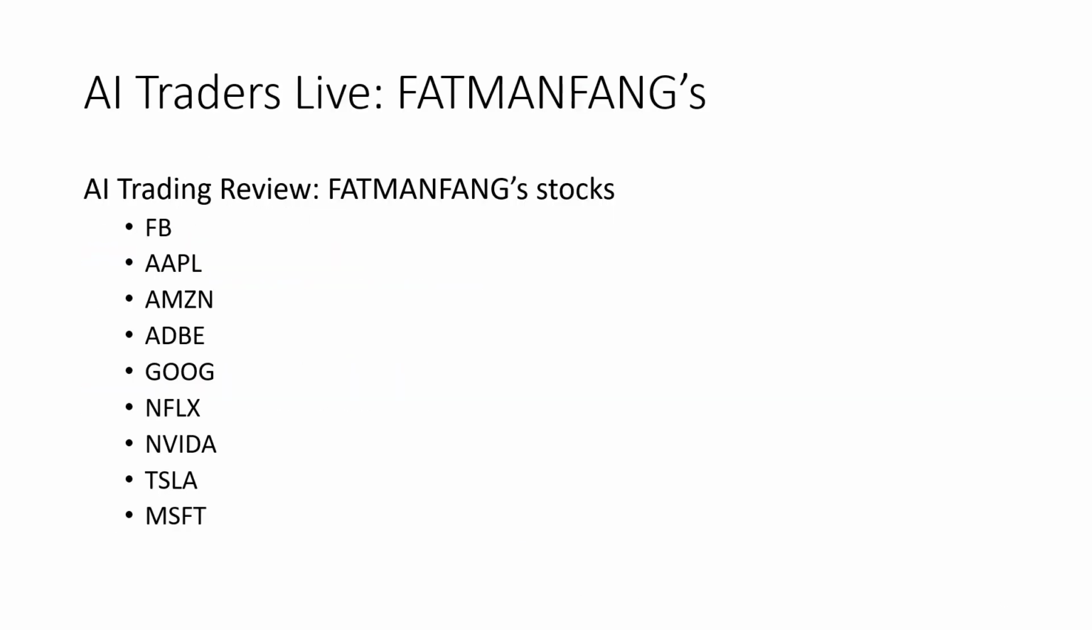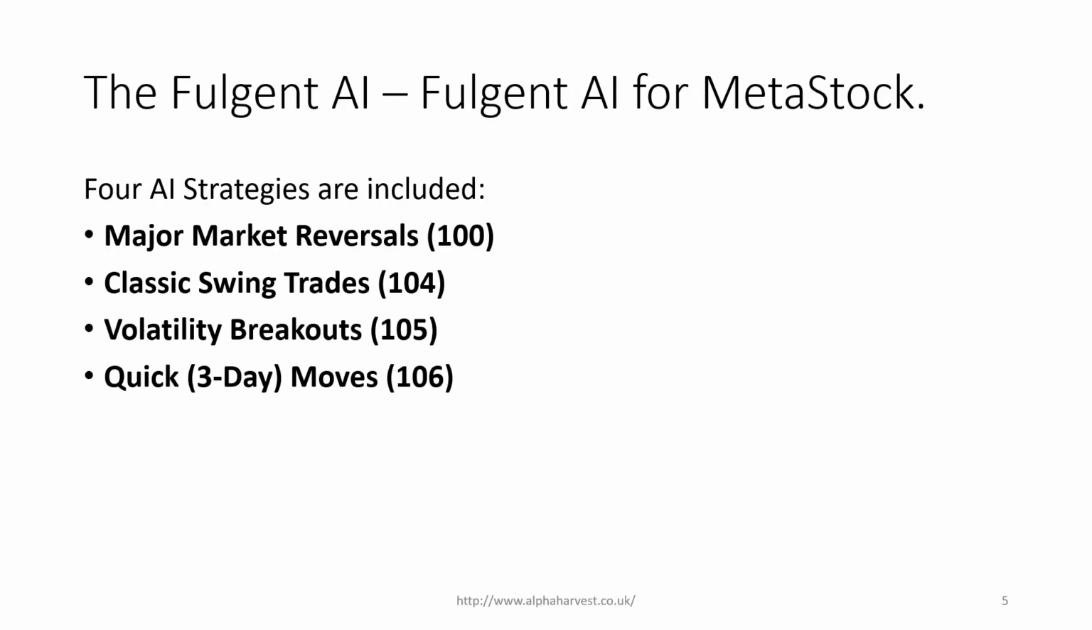Today, AI Traders Live will be focusing on FANG stocks. We'll look at the FANG stocks plus a few other ones. These are Facebook, Apple, Amazon, Adobe, Google, Netflix, Nvidia, Tesla, and Microsoft. We're going to look at these stocks from the Fulgent AI artificial intelligence engine perspective.